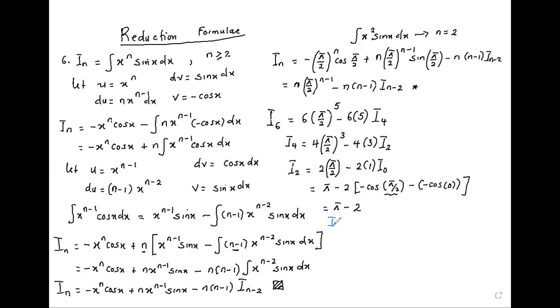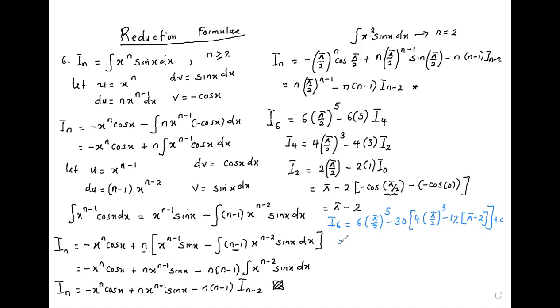So I6 is going to be 6 pi over 2 power 5 minus 30 open 4 pi over 2 to the power 3 minus 12 I2, which is pi minus 2, plus C. The numbers are small, so we can do that; 2 to the power 5 is 32.